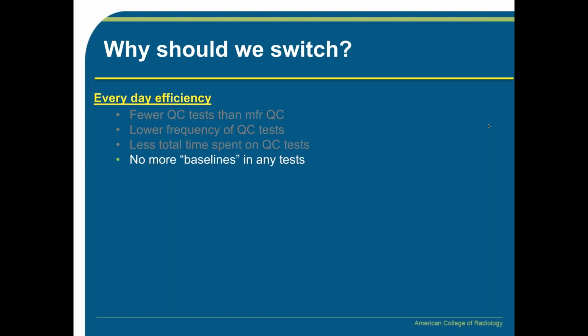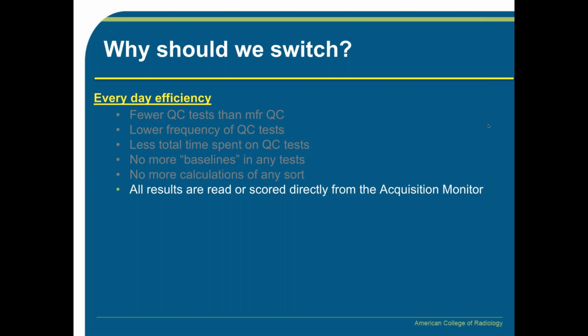For a lot of facilities, they know that there are baselines for contrast to noise ratios or signal to noise or AEC or IQST test tools. So all baselines are non-existent. And there are no more calculations of any sort. There's no more calculating anything by hand or with a calculator or relative to baselines. Those have gone away. Most all results are read or scored directly from the acquisition monitor. So now the quality control is more designed to read and interpret than it is to calculate and determine.